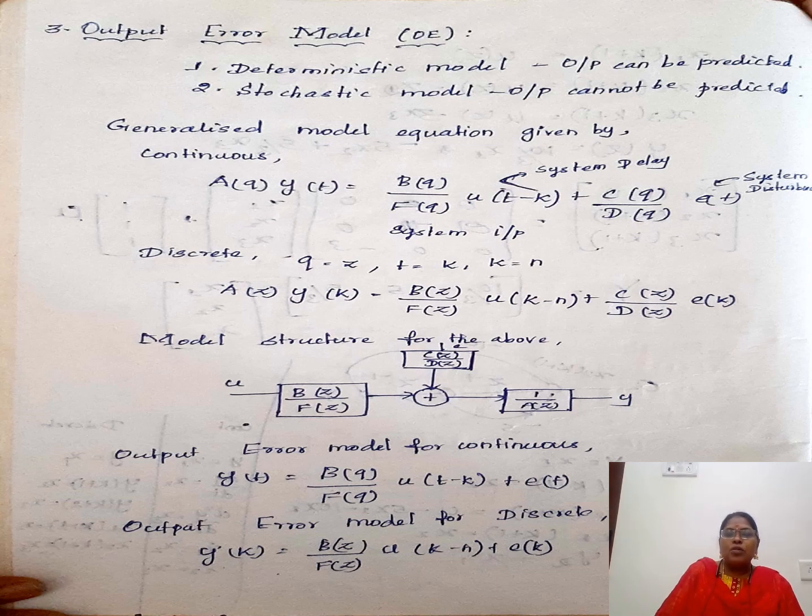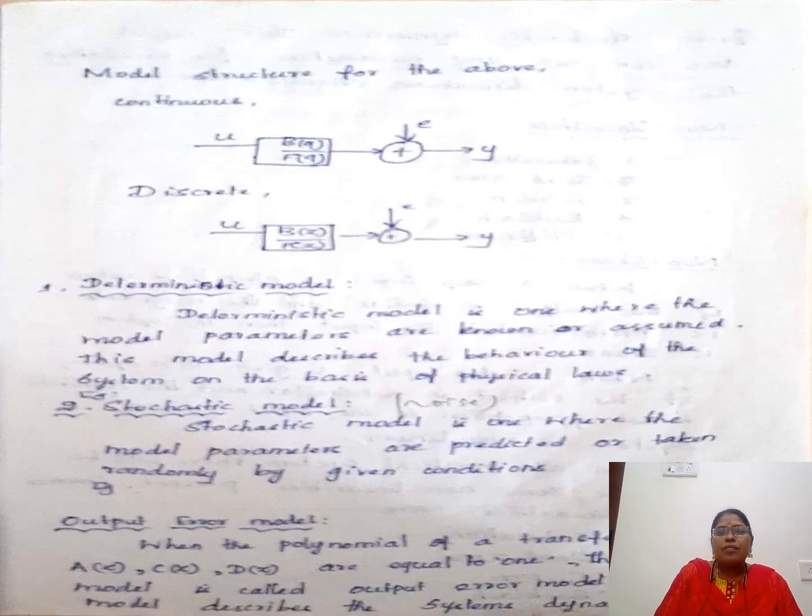So the output error model for a continuous system we can consider as y of t equals B by F of q, u of t minus k, plus e of t. Here C and D you have to take as 1, and A you have to take as 1. This is what is explained here.